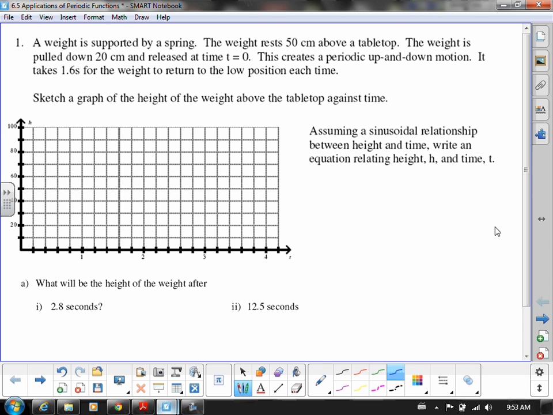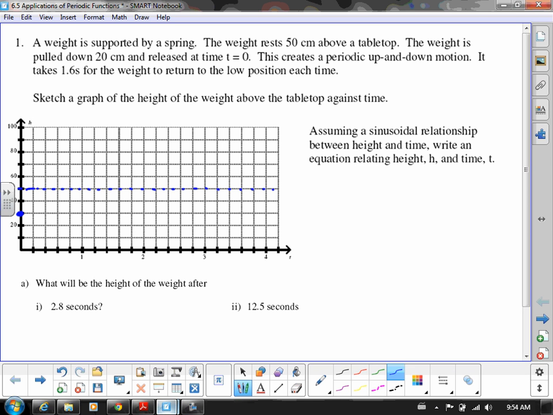So the weight rests 50 centimeters above a tabletop. So that's like your axis of curve. So I'm going to draw a dotted line at the 50 centimeter mark to give us our point of reference. Then it says at time t equals 0, it's pulled down 20 centimeters. So if the table's at 50 and you pull it down 20 centimeters, then you're going to end up at a value of 30. So at time t equals 0, we're at the 30 centimeter mark.